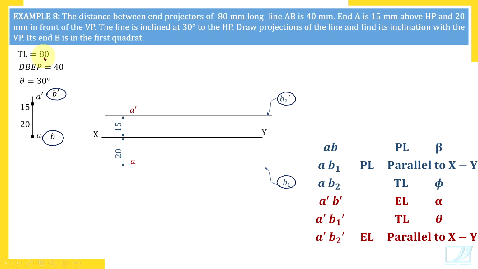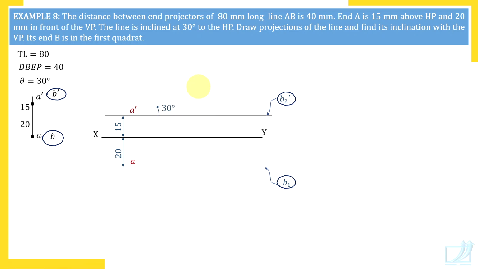So this is how we think. We know true length, we know angle 30 degrees. True length and theta are known, so we can draw A dash B1 dash. So we should measure that theta upwards because B dash must be above XY line. And you all know that B dash and B1 dash always lie on a horizontal line. So if B dash is above XY line, then B1 dash also must be above XY line. So measure 30 degrees in this manner, that is upwards, and B1 dash we have marked.